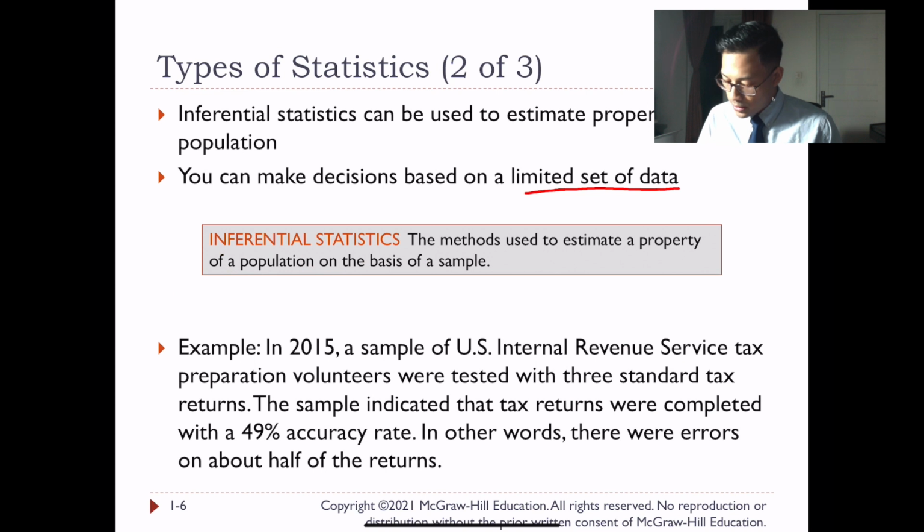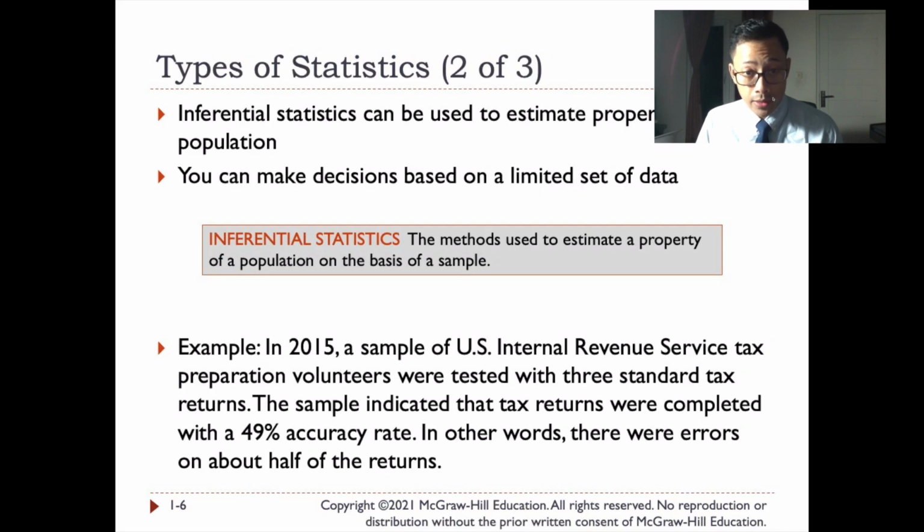So this is just a quick example. In 2015, a sample of U.S. Internal Revenue Service tax preparation volunteers were tested with 3 standard tax returns. The sample indicated that tax returns were completed with a 49% accuracy rate. So there were errors in about half of the returns. So what does that mean? Well, it could mean that there should be more training for these volunteers to further minimize the errors in preparing the tax returns.